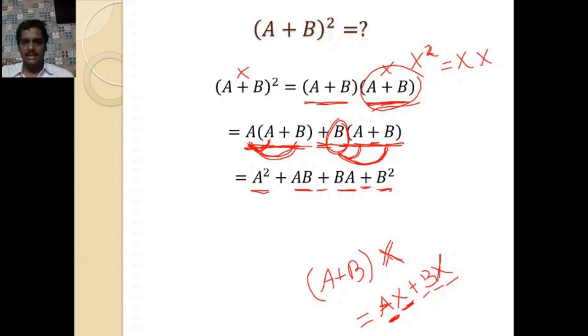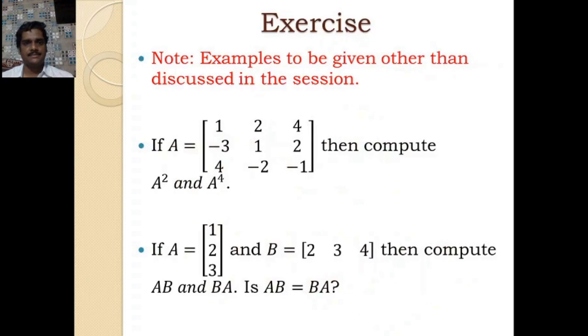And after that, since this AB and BA are different because matrix multiplication is not commutative, we can't add them to give 2 times AB. So (A+B)² is A² + AB + BA + B². It is not A² + 2AB + B². I hope the idea is clear. Let's go next.